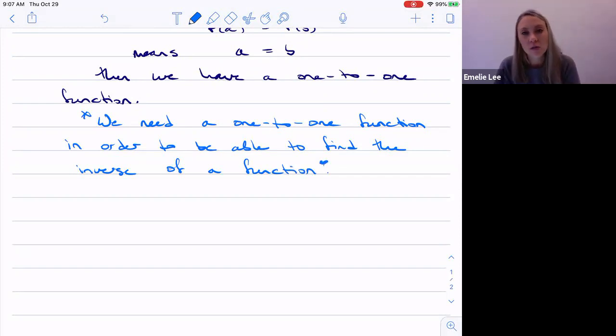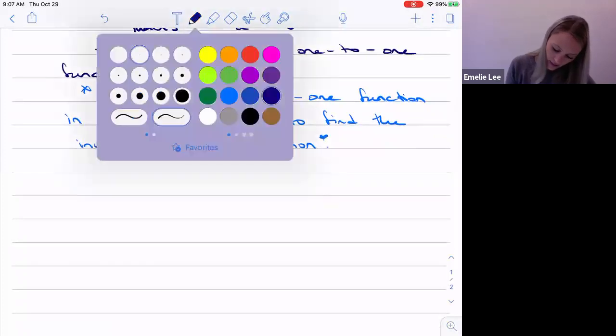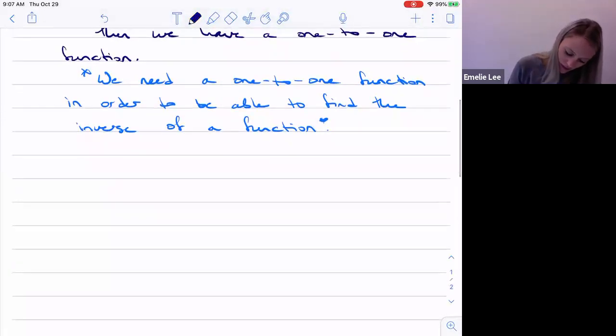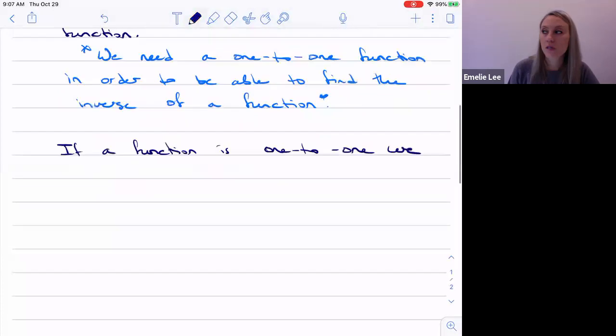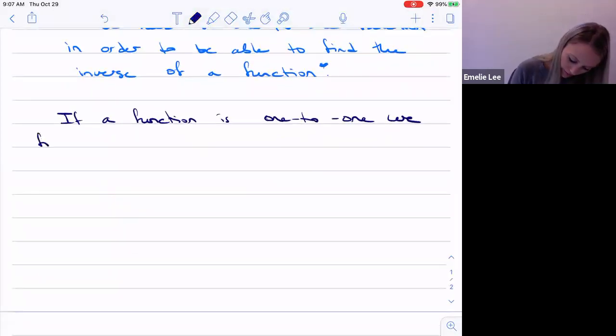So usually that's where we start. Show that this function is one-to-one, and then I ask you to find the inverse, and then I get you to confirm the inverse. But let's talk about that. So if a function is one-to-one, we find the inverse.